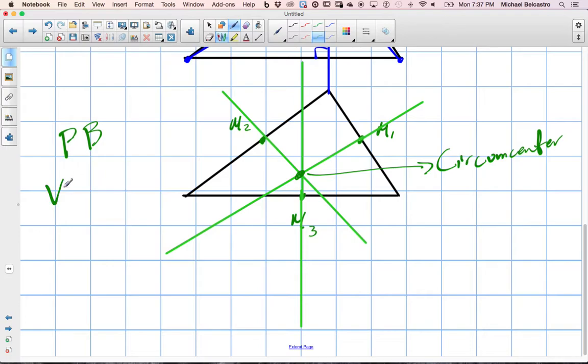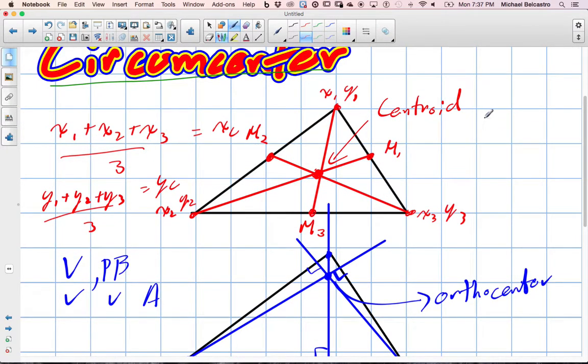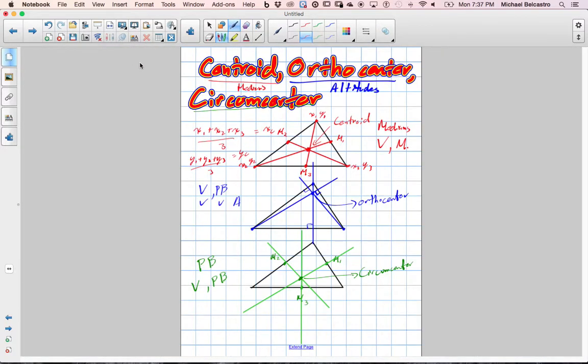They deal with the midpoint and being perpendicular, being a perpendicular bisector. And then the first one, centroid, deals with medians, and the medians are vertex and midpoints. That's what they deal with. So that's the difference between the 3 major parts of the triangle.